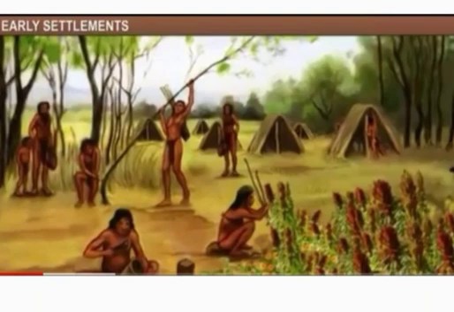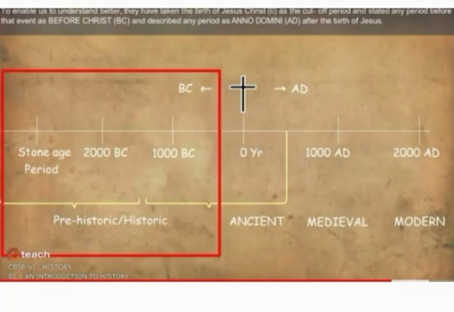Next, now see children, the study of history is divided into three periods. Which are they, children? First ancient history, second medieval history, and the third modern history. In this year, we will study about the ancient history of India. Now, what is this BC and AD? BC and AD are terms used to measure time. Now, the next question is, what is the reference point? The birth of Jesus Christ is taken as the reference point. So, the historians count dates from there.